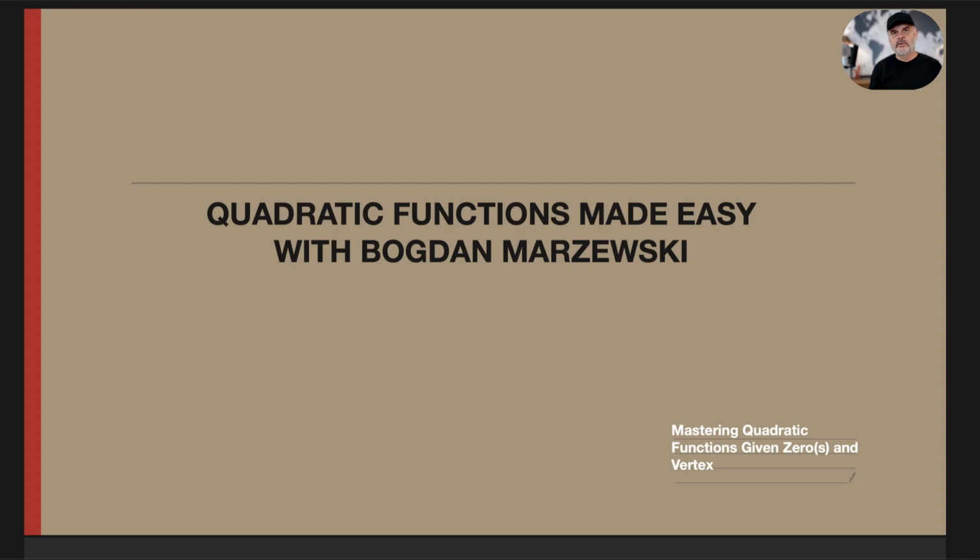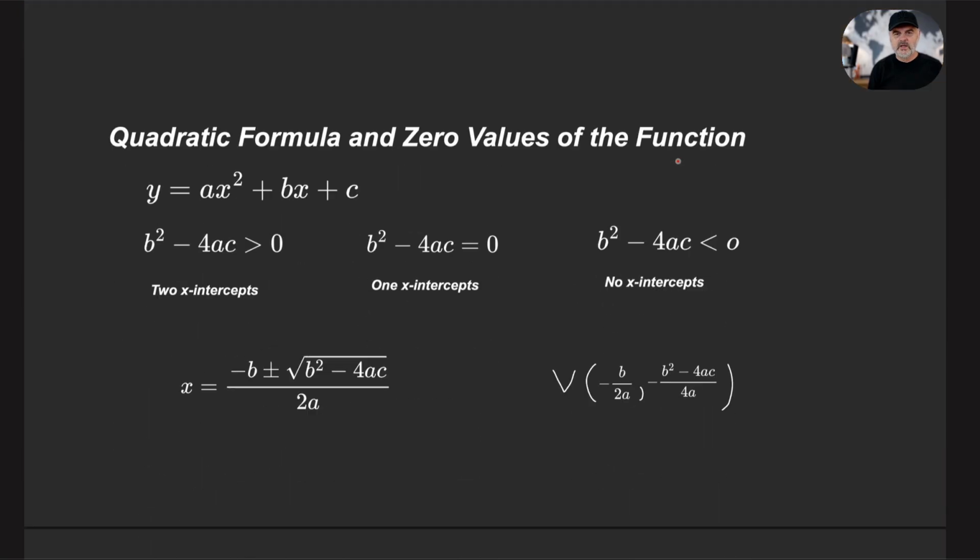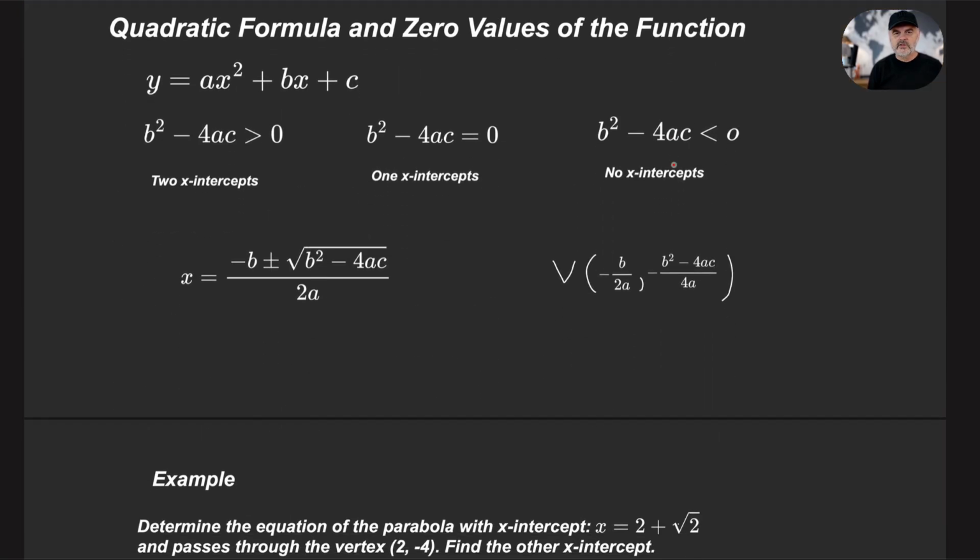In this video, we'll be developing equations given x-intercepts or a vertex. Let's dive in. Quadratic functions can be solved or developed when two x-intercepts are given, or one x-intercept and the vertex, or any three randomly selected points.